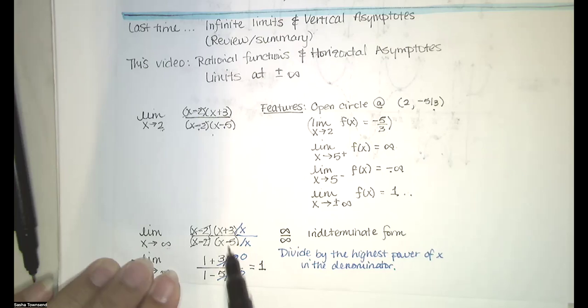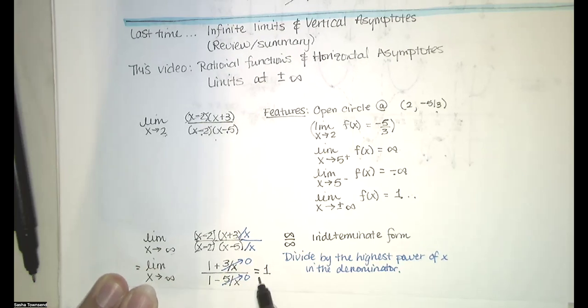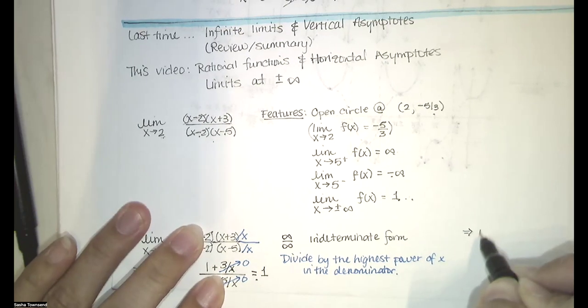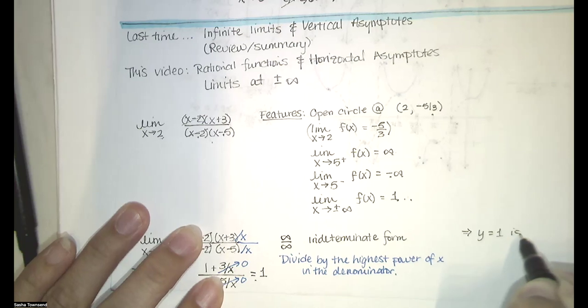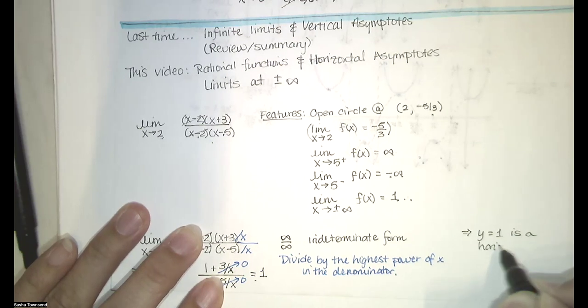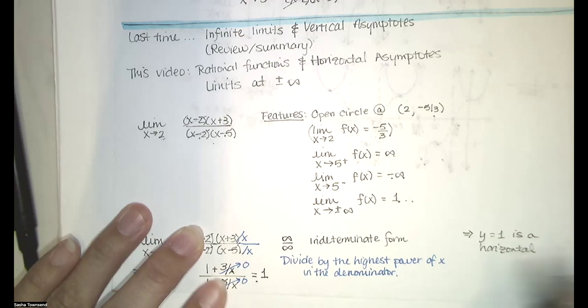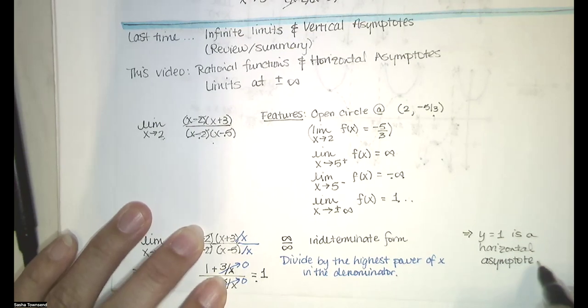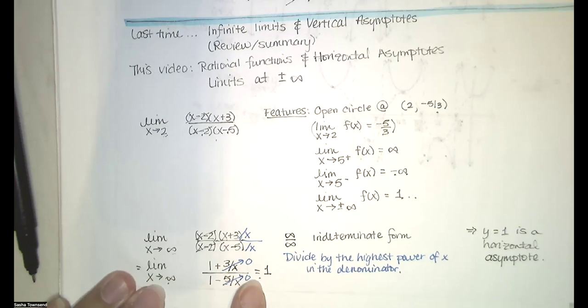So the y values on our graph are approaching 1 as x goes to infinity. So y equals 1 is a horizontal asymptote of our function. But the y values are going to get very, very close to 1 as x goes to infinity.